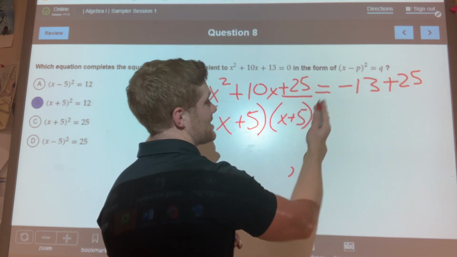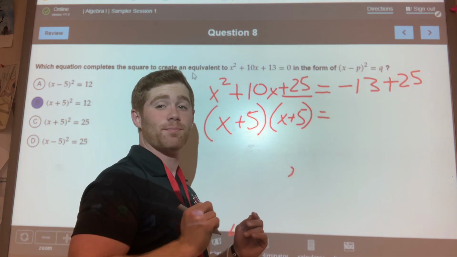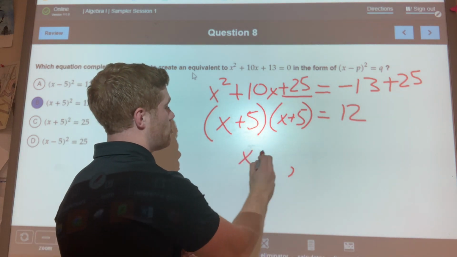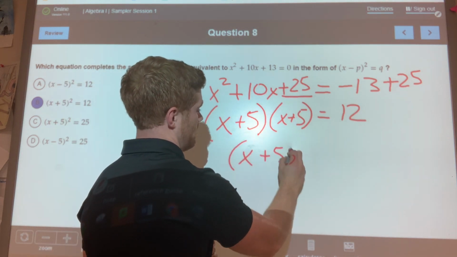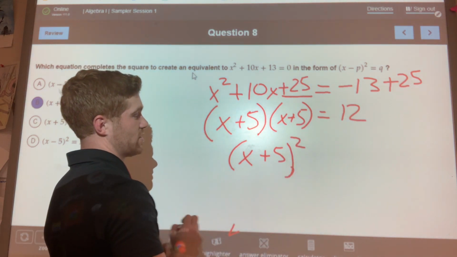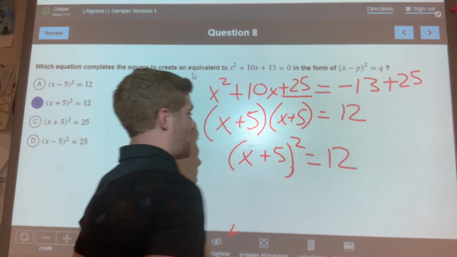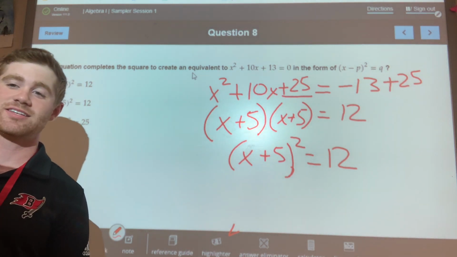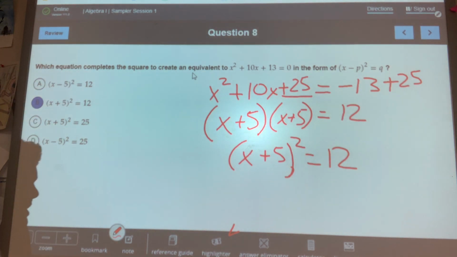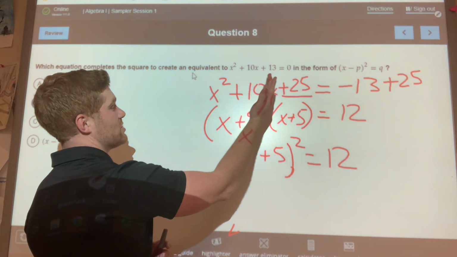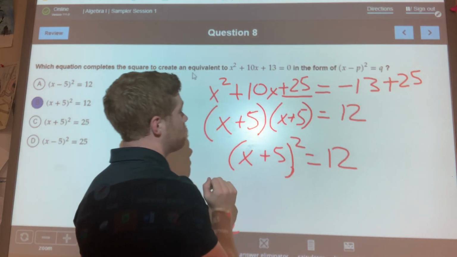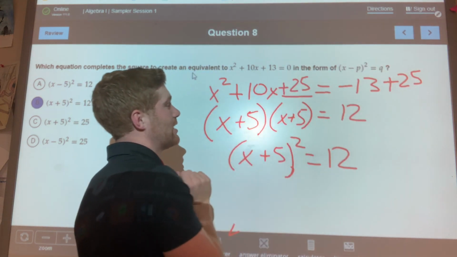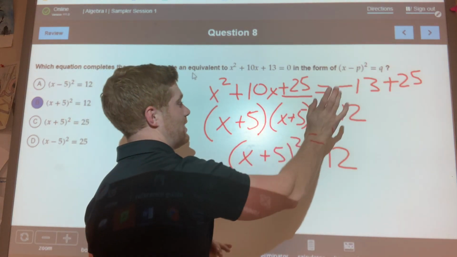I'm going to go ahead and simplify it on the right side. Negative 13 plus 25 is 12. Okay, and I have 2 x plus 5s. So I'm going to say x plus 5 squared equals 12. And I say, holy moly, it's B, because that's the only one that is the exact same as that one. Okay, so that's how we complete the square again. All we did was we moved the 13 to the other side, took half of 10, squared it, added it to both sides, factored, simplified.